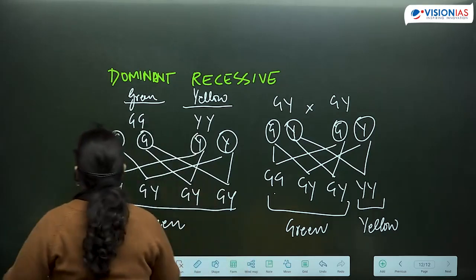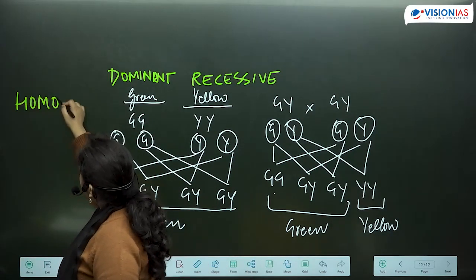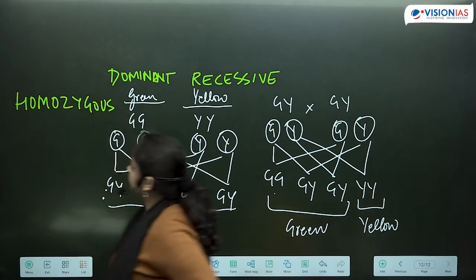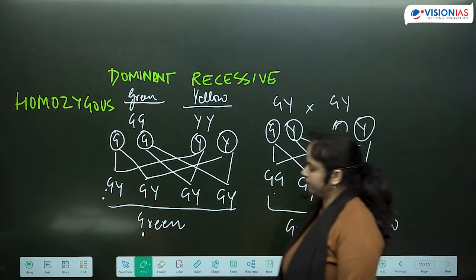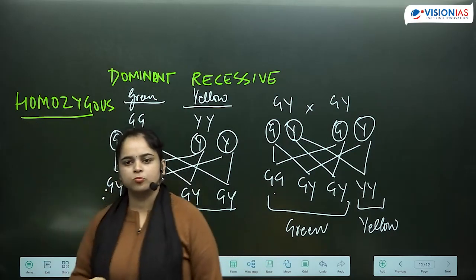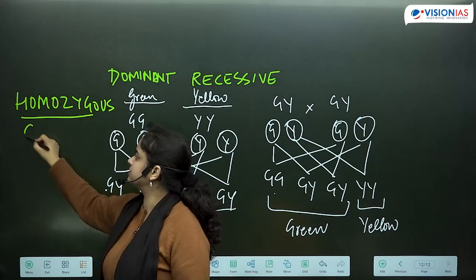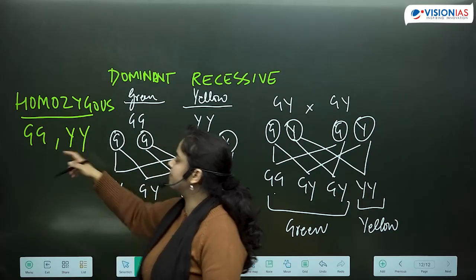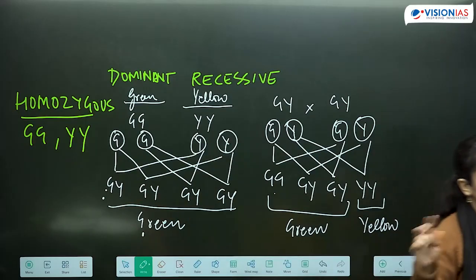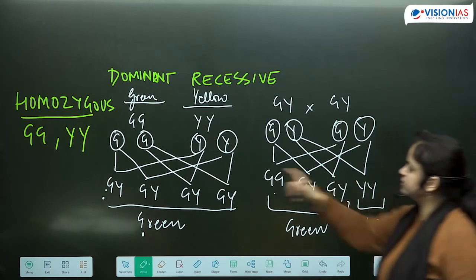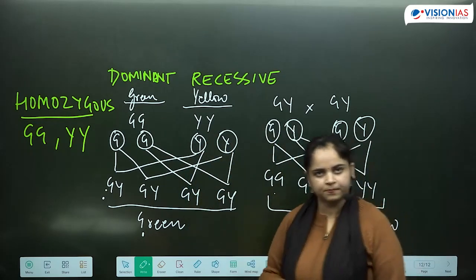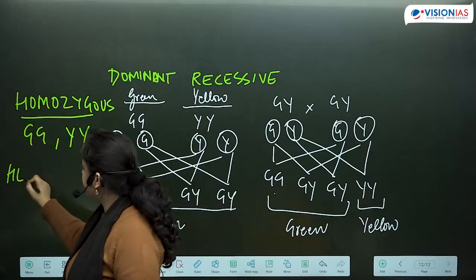Now we'll be writing a few terms. Please write down. Homozygous. Write this term. Homozygous is when both the genes are the same. So example of combination will be GG and YY. Dono genes for the same feature. That state we call homozygous. So this is homozygous, this is homozygous. Second term is heterozygous.